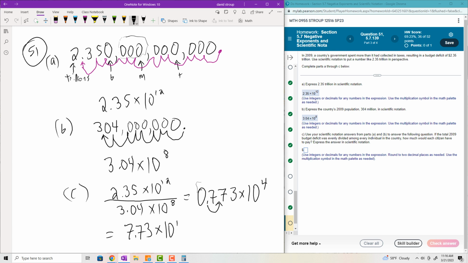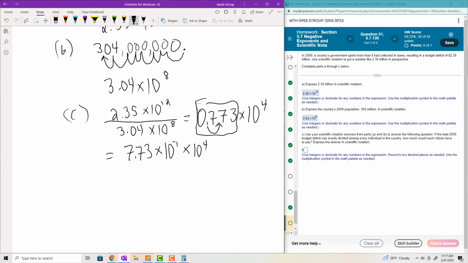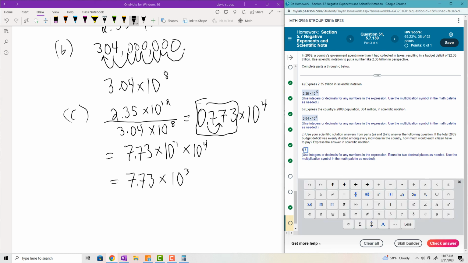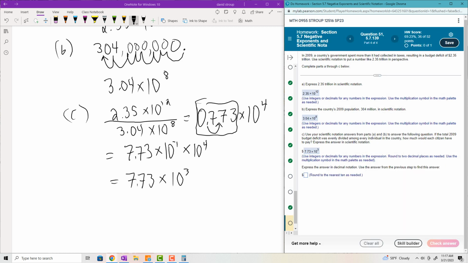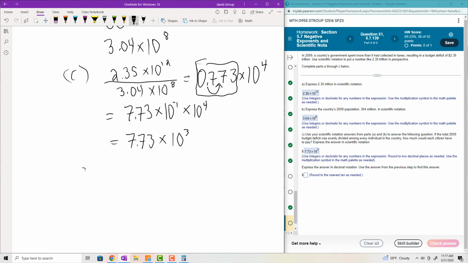Okay, that's just 10 to the negative first. That's just rewriting this term. And then borrow down the rest of it, times 10 to the fourth. And then add the exponents on the powers of 10. So 7.73 times 10 to the third. And then put it in decimal notation. So I need to move the decimal place over three places. So 1, 2, 3. So everybody owes $7,000. Thank you, Uncle Sam.